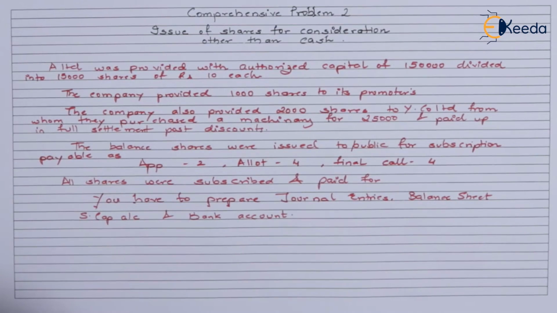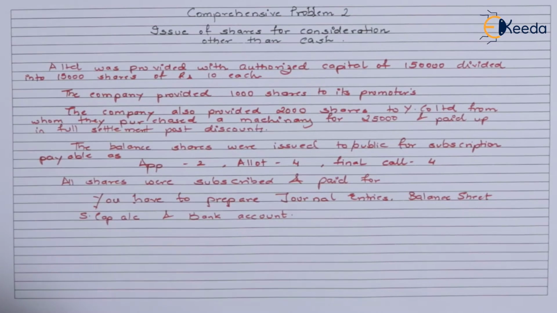The company has also mentioned that the balance shares were issued for public subscription. That means whatever balance shares were there after giving to promoters and to Y Limited Company, they sent out for public subscription. All the shares were fully subscribed and paid for, and the rupees 10 was divided as application rupees 2, allotment rupees 4, and final call rupees 4. All such shares were subscribed for and paid for.